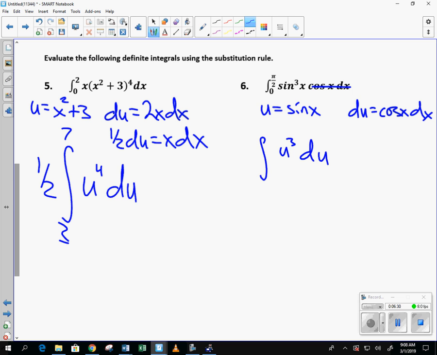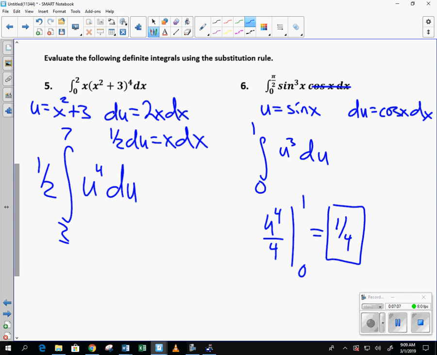And I've got to come up with my bounds now. So I plug in 0. What's the sine of 0? 0. What's the sine of pi over 2? 1. And I integrate u to the 3rd. Kind of cool, huh?